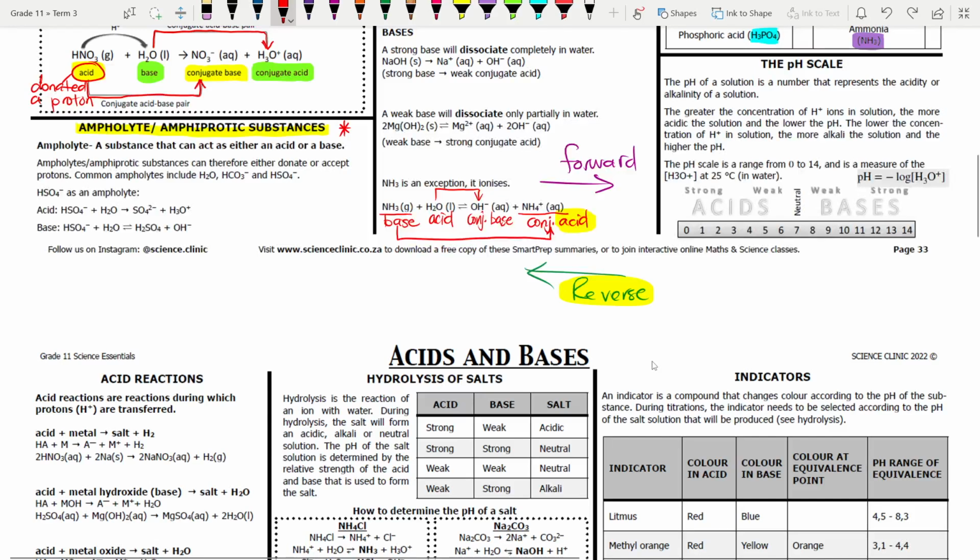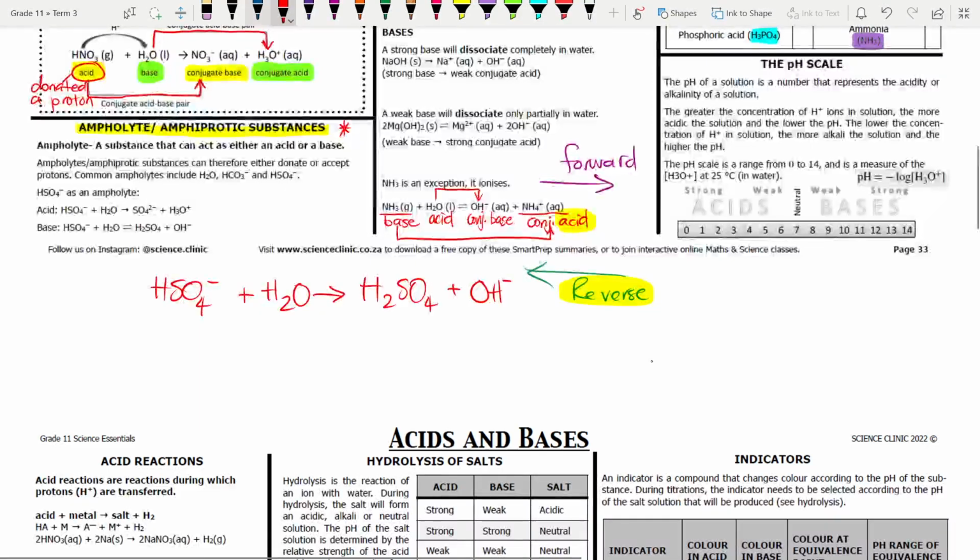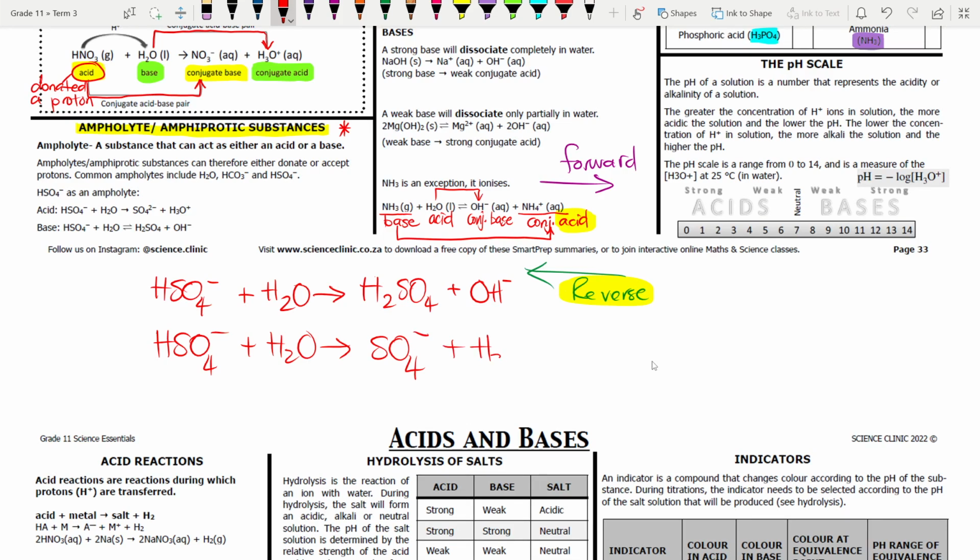So let's look at examples here. If you look at HSO4 minus, if I put this in water, on one of the days it's going to become H2SO4 plus OH minus. On one of the good days, if you react it in water, it's going to decide to become SO4 2 minus plus H3O plus. So let's look at those two equations.